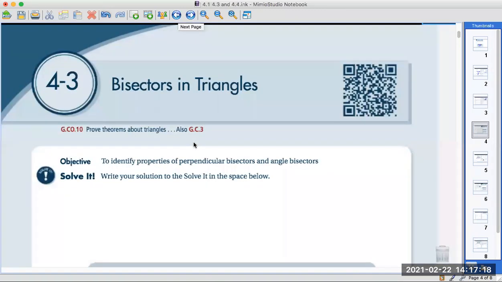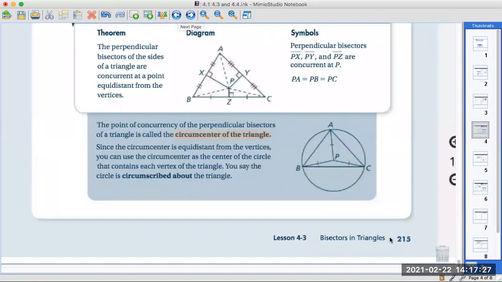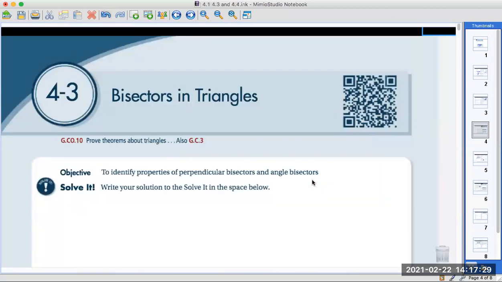So skip 4.2. Bisectors in triangles. So the word bisector, this is page 215. Page 215, get there quick. And the word bi always makes two equal parts. Whenever you bisect something, you make two equal parts. Okay, it's either angles or segments. You can cut an angle in two equal parts, or you can cut a segment in two equal parts. And again, it's talking about triangles.